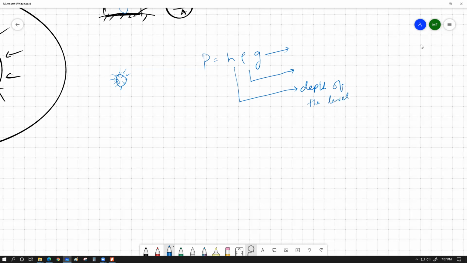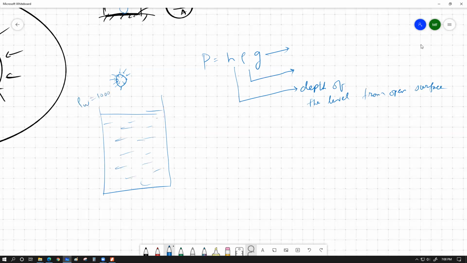What I mean is this thing. Let's say we have a container that is filled up with some water. Water has a density of 1000 kg per meter cube. That's the typical value that we always use. Water actually has this exact density at 4 degrees Celsius, which is the highest density of water. We talked about this earlier as well.